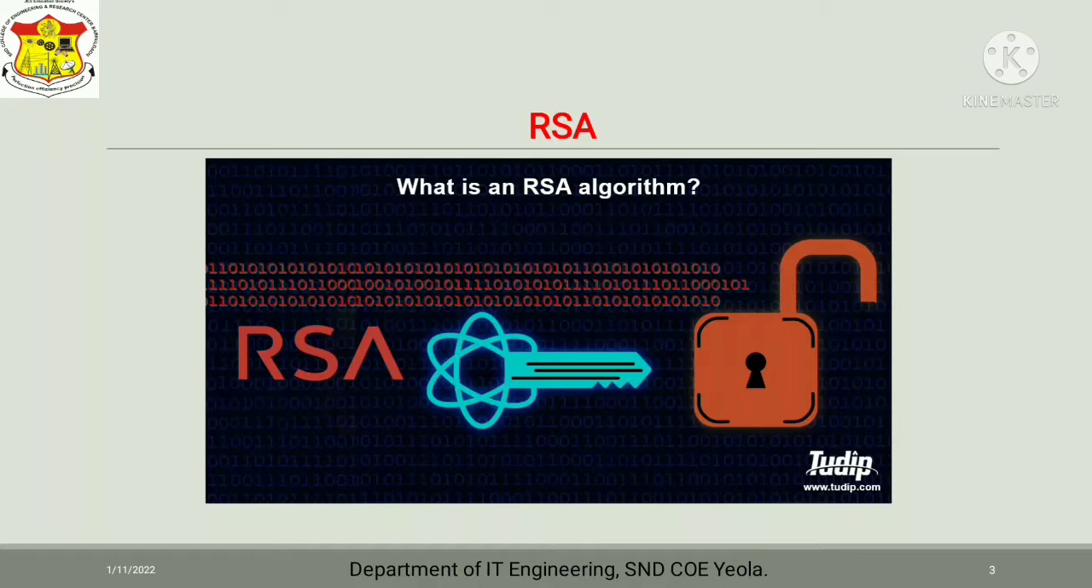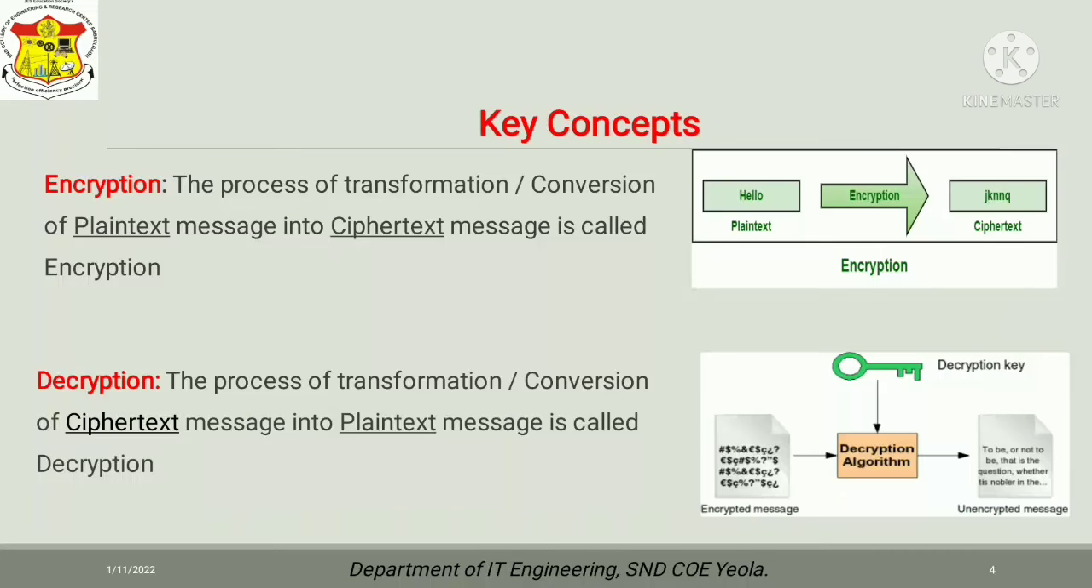In RSA we have two keys. The first one is the public key and the second one is the private key. The public key is used for encryption and the private key is used for decryption. Now the next question comes to our mind: what is encryption? Encryption is the process of transformation or conversion of a plain text message into ciphertext.